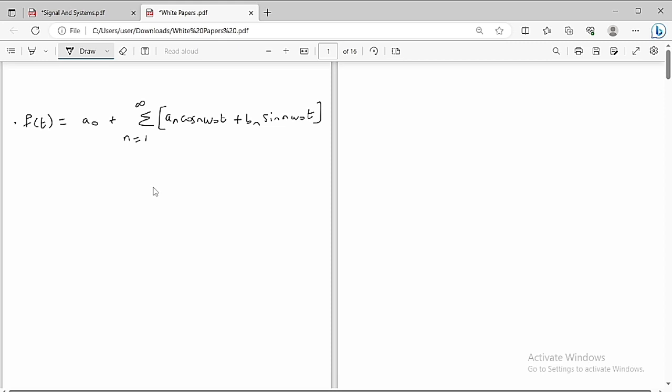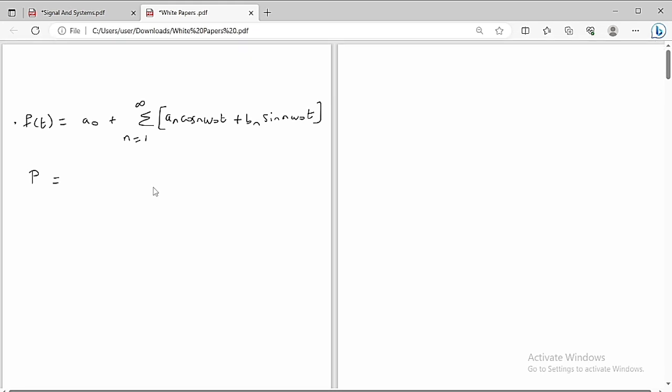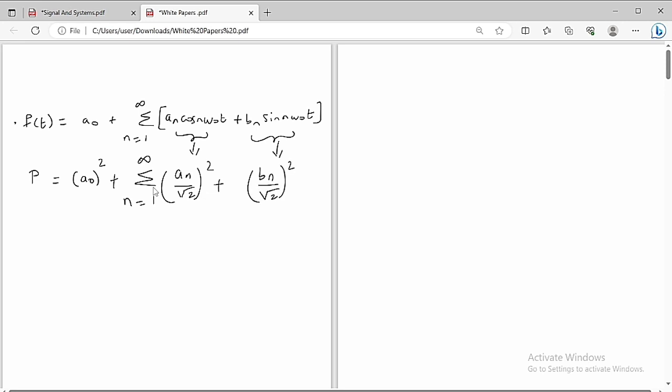As all periodic signals are power signals, I want to find the power present in the signal f(t). So just do the summation of the RMS values whole square. For a naught, what is the RMS value? a naught, because it's a DC signal, and we take the square of that. Then sigma n is equal to 1 to infinity. For the a n component, the RMS value is a n by root 2, but we have to do the square. Plus, for the b n component, the RMS value is b n by root 2, so do the square. That's it, this is the solution.